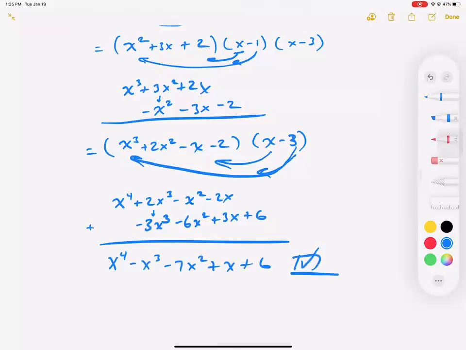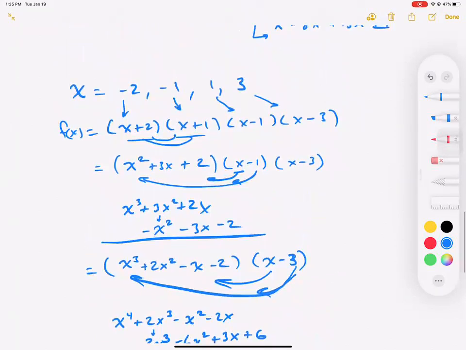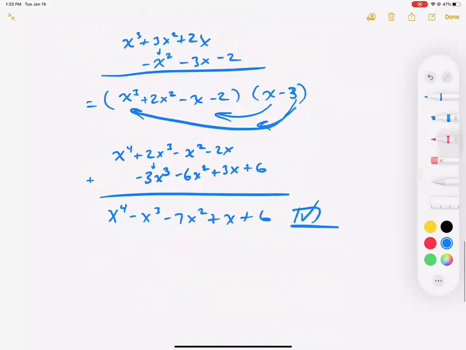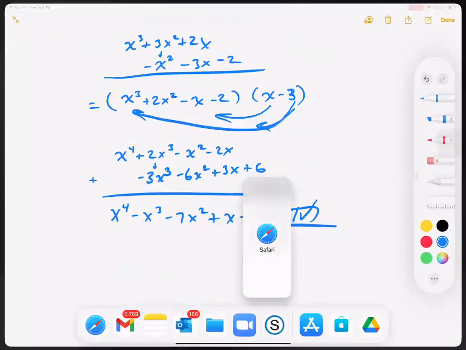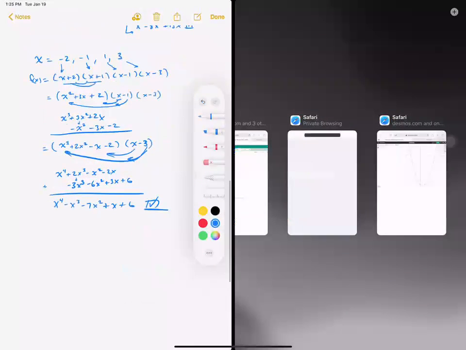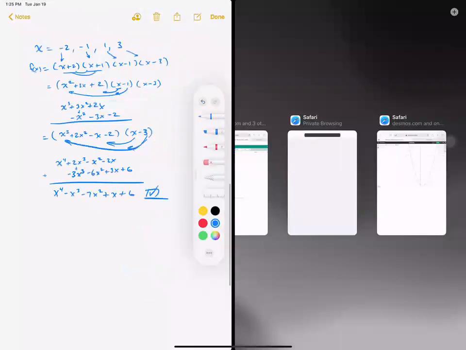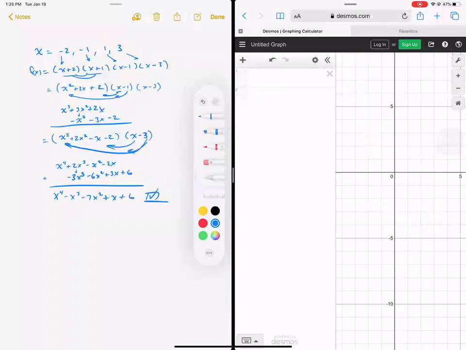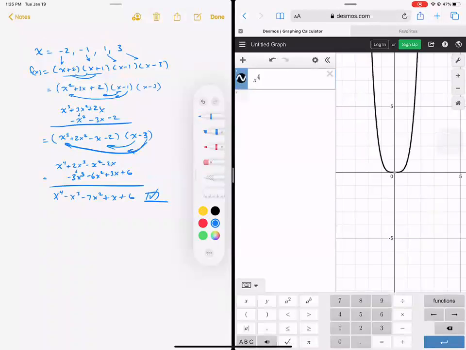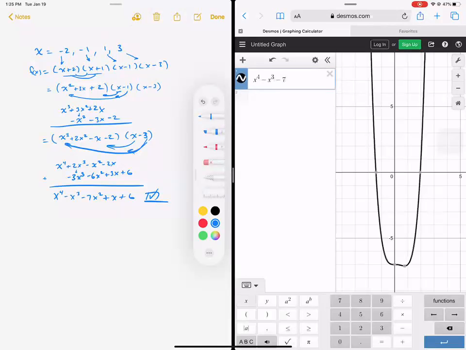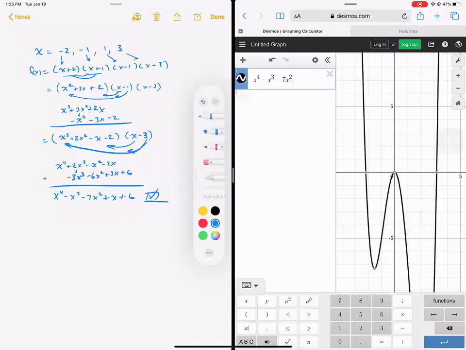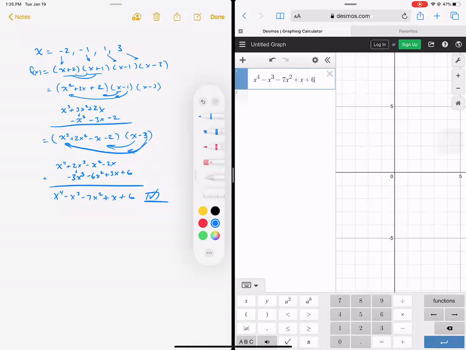That's it. And I'm going to actually graph this so that you can believe that the roots of -2, -1, 1, and 3 are actually hidden in this graph. And that'll be the last thing we do here. Kind of weird, I can't zoom in on that. So we're going to say x to the 4th minus x cubed minus 7x squared, and then plus x plus 6.